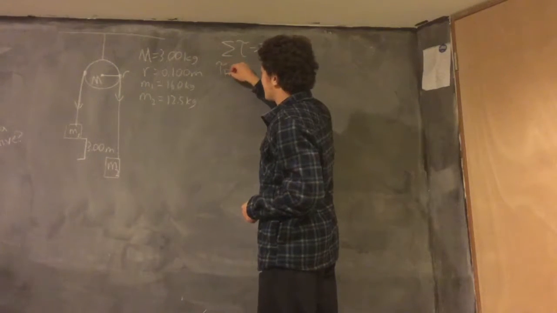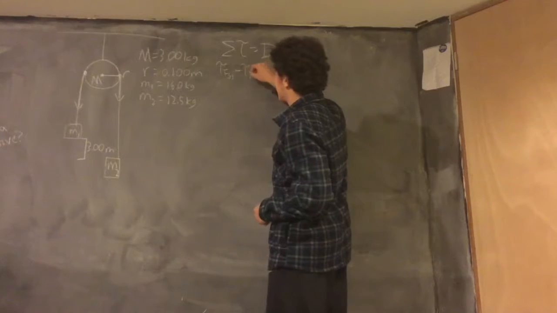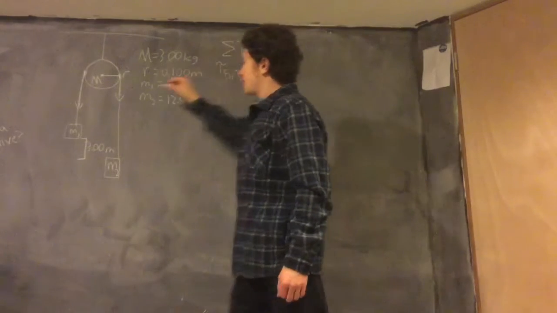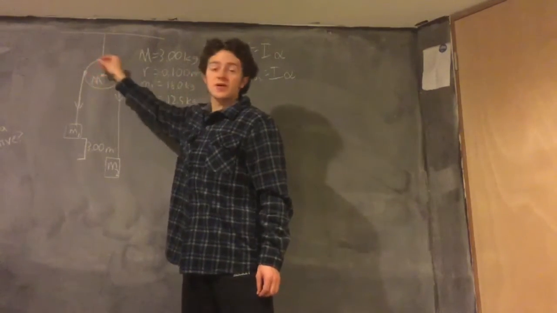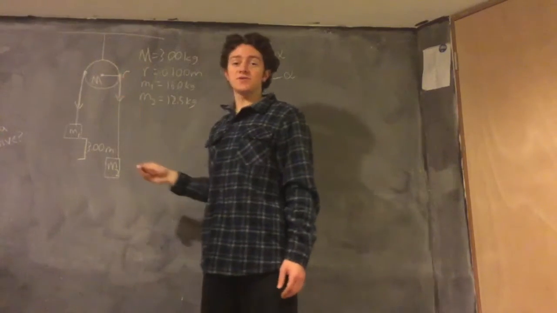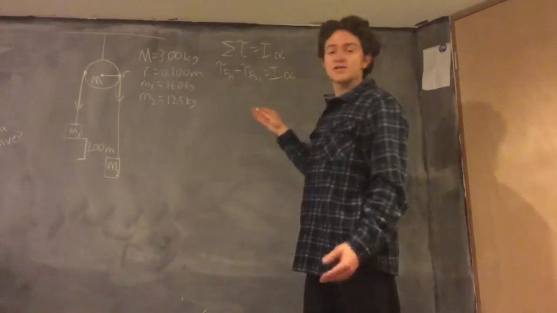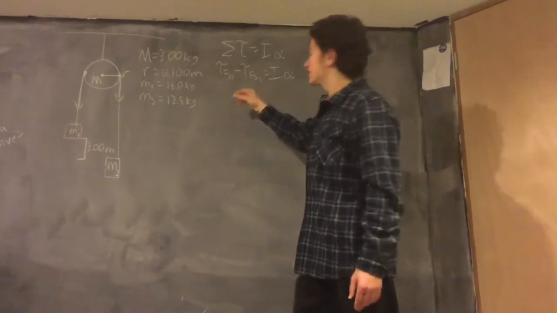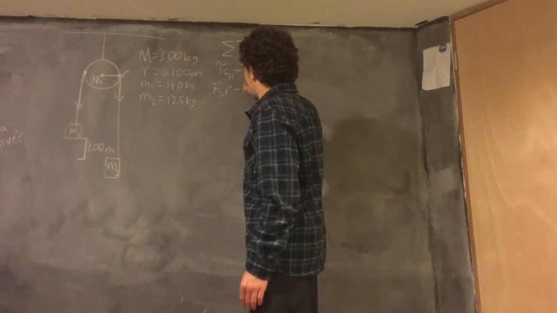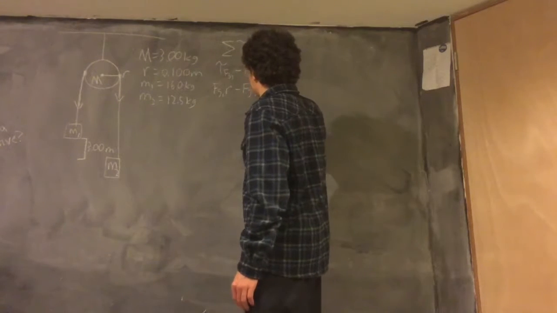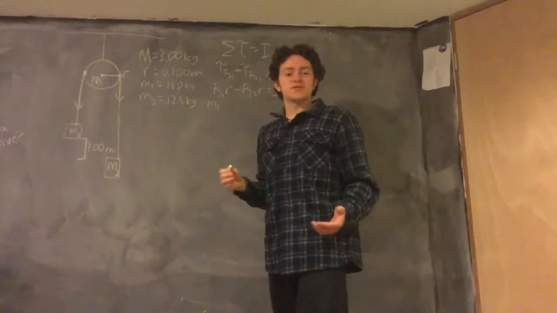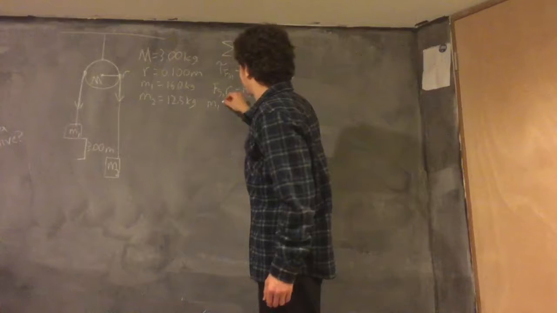So the torque of Fg1 minus the torque of Fg2 is equal to I alpha. Fg1 is positive because it would cause a counterclockwise rotation, while Fg2 is negative because it would cause a clockwise rotation. Now we can substitute in what the torque actually is for these. So we have Fg1 times the radius minus Fg2 times the radius equals I alpha. And since Fg is just equal to mg, we can substitute that in.